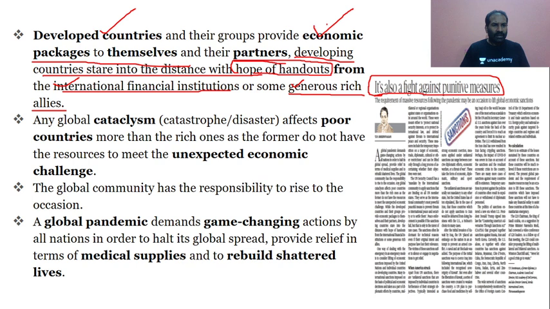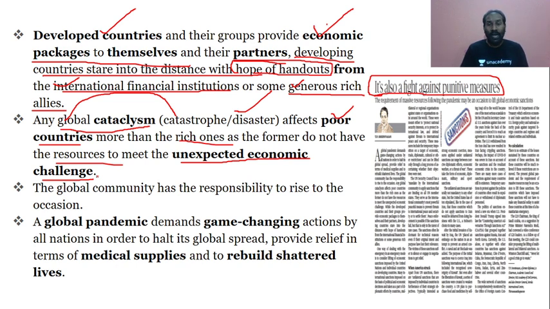And we have seen that any global catastrophe which takes place actually hits the poor countries rather than the rich countries, as the poor countries do not have the resources, and whatever resources they have, they cannot meet the unexpected economic challenge. So the economic challenge at this moment for the poor countries is definitely the hit of the COVID-19 pandemic.